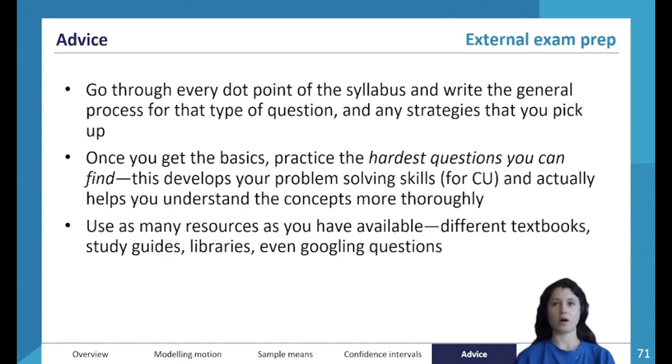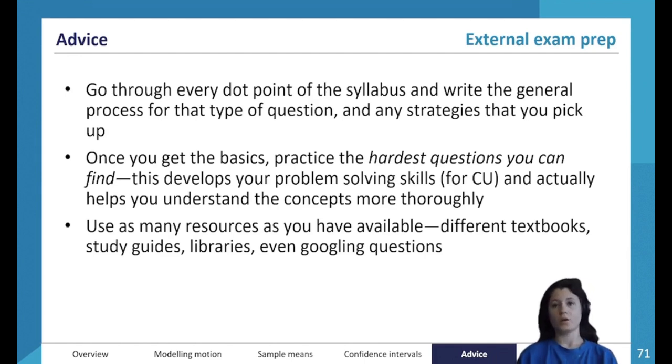And as well, I know in methods, a lot of the time you don't really need to write the general process because it's quite straightforward. But in specialists, there is usually a particular process that you need to take. Alright? And also any strategies that you pick up.